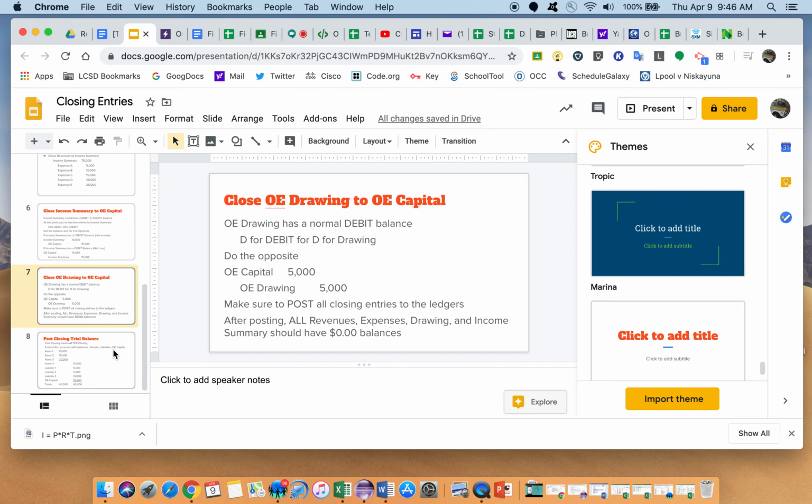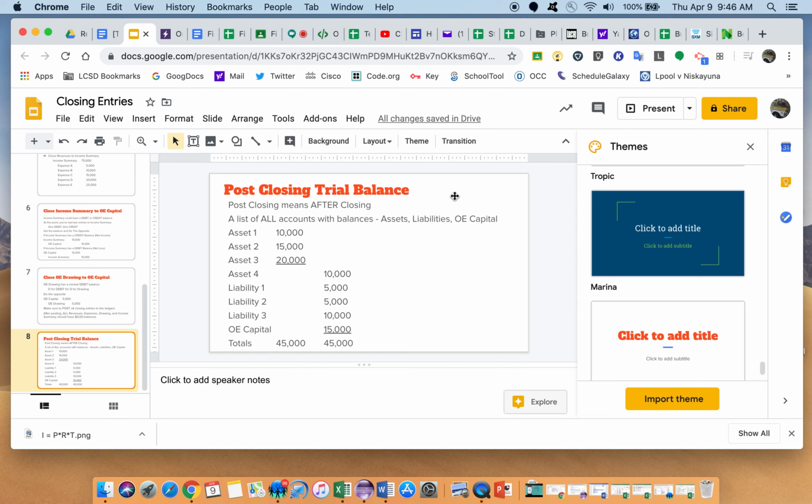And then finally, the post-closing trial balance. Post means after, so after closing. The last thing you do is a post-closing trial balance. This is nothing more than a list of all your accounts that have balances, which should only be your assets, your liabilities, and your owner's equity capital accounts. You're just going to list them in a row. There's no special setup, no real headings. Just list your assets and their balances, list your liabilities, and list your capital.